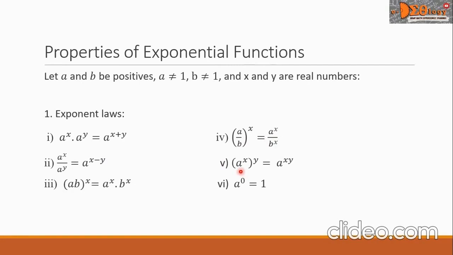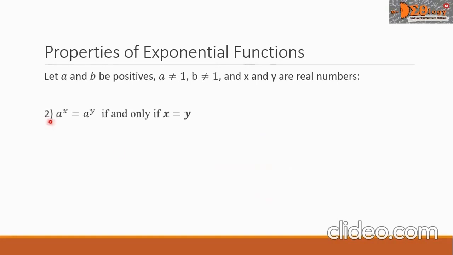Law number 5, a raised to x and the quantity is raised to y. This is equal to a raised to the product of xy. Law number 6, a raised to 0 equals 1. Property number 2 is a raised to x equals a raised to y if and only if x equals y. There is a restriction that a is not equal to 1. Property number 3, a raised to x equals b raised to x if and only if a equals b. There is a restriction that x is not equal to 0.